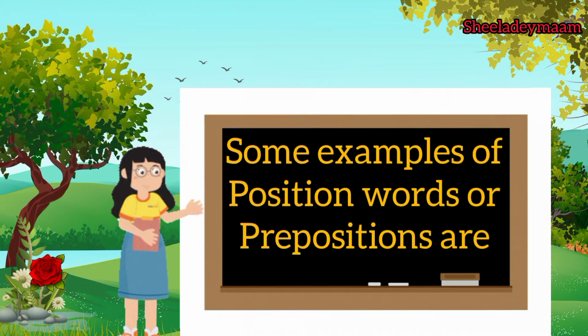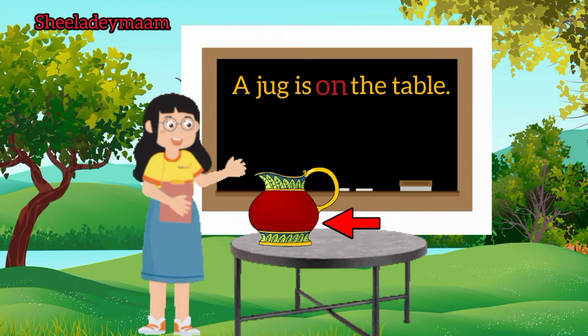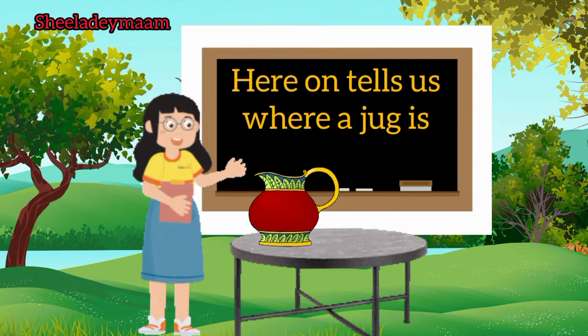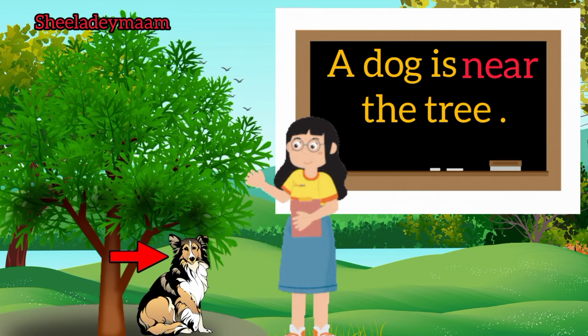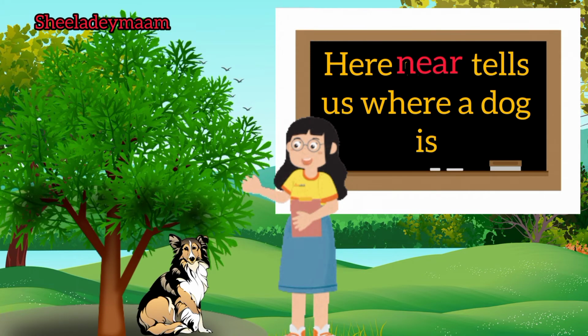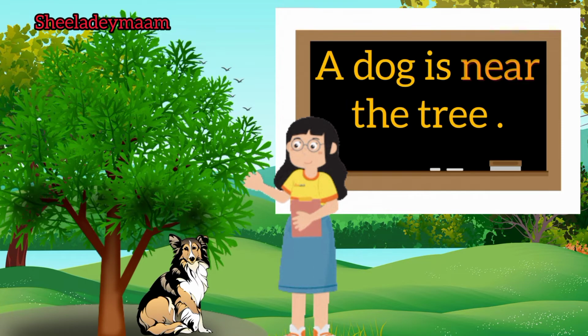Some examples of position words or prepositions are: a jug is on the table. Here, on tells us where a jug is. So, on is a position word. A dog is near the tree. Here, near tells us where a dog is. So, near is a position word.